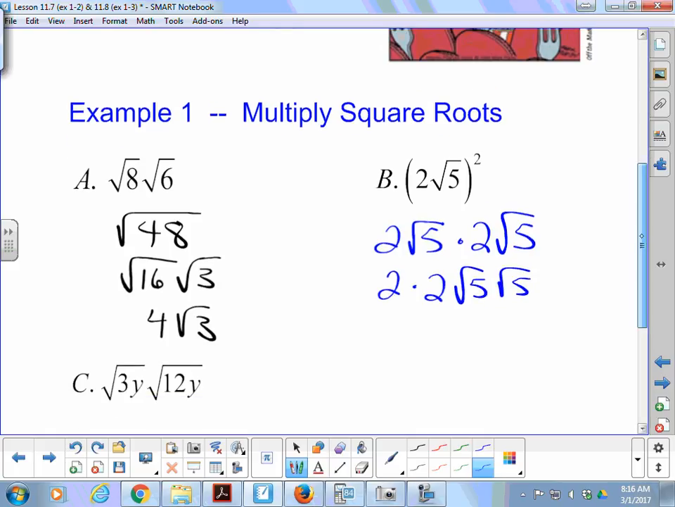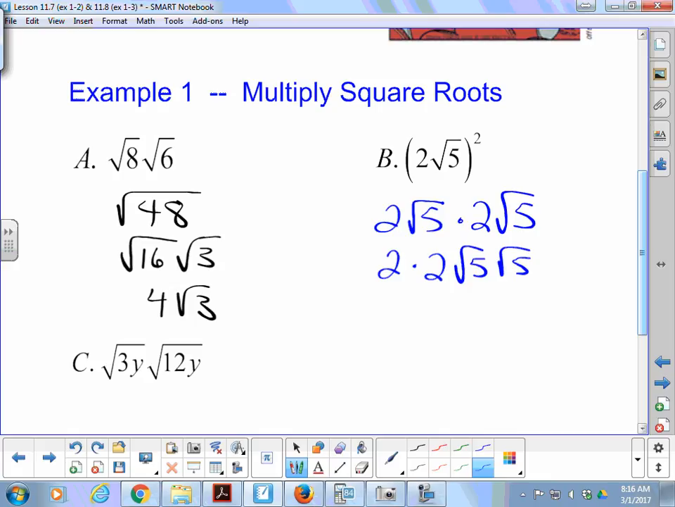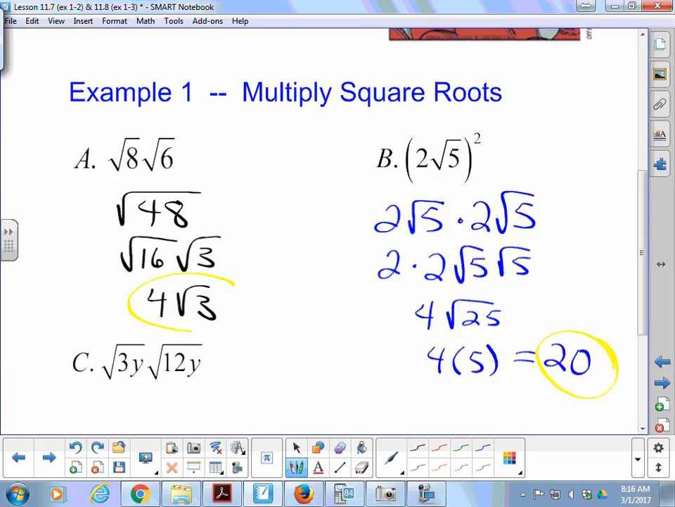Because sometimes we tend to do FOILing here when that's not really the right method to do it. So here I got 2 times 2 is 4. And what's the square root of 5 times the square root of 5? It's the square root of 25. So this just becomes 4 times 5, which is 20. Right, that's one way to do that one.